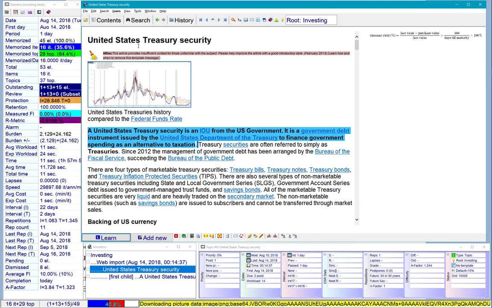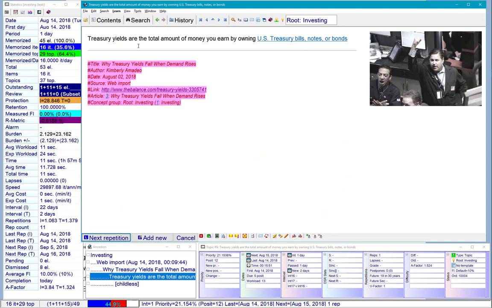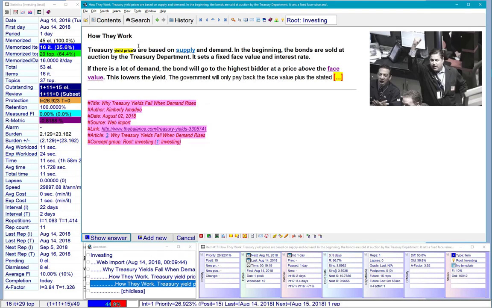Okay, this we can review in 2 days in more detail. Treasury yields are the amount of money you earn by owning. That's pretty obvious. Now, that was yesterday. If there is a lot of demand, the bond price will go higher, face value lower. Good.